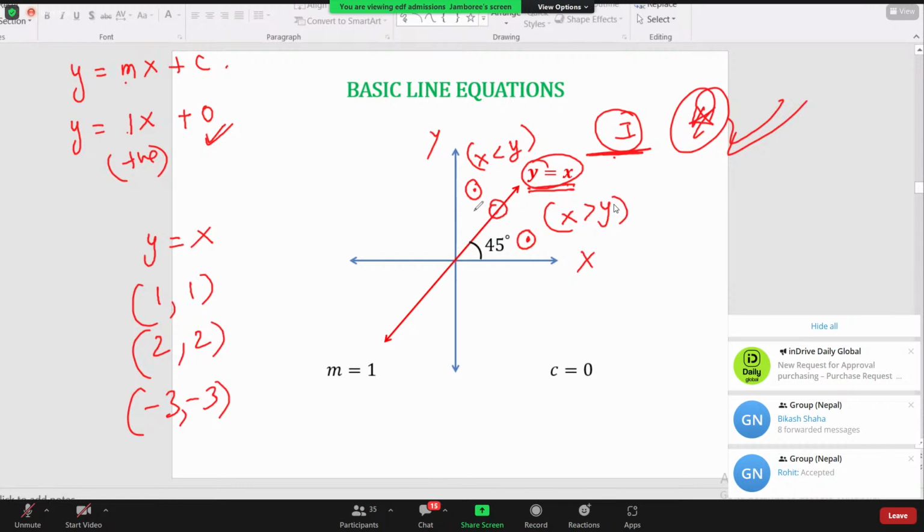Similarly, if you pick up any point above this line, it will have only this much x coordinate and this much as the y coordinate. So if you compare, x coordinate will be lesser than the y coordinate in the first quadrant above this line.